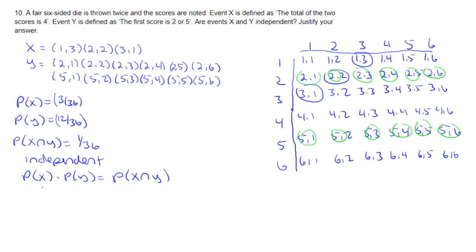These are independent events. You can tell it's going to work because I'm going to get 36 over 36 times 36. So that's going to end up being 1 over 36. 1 over 36 does equal 1 over 36. So that means that these guys are independent.